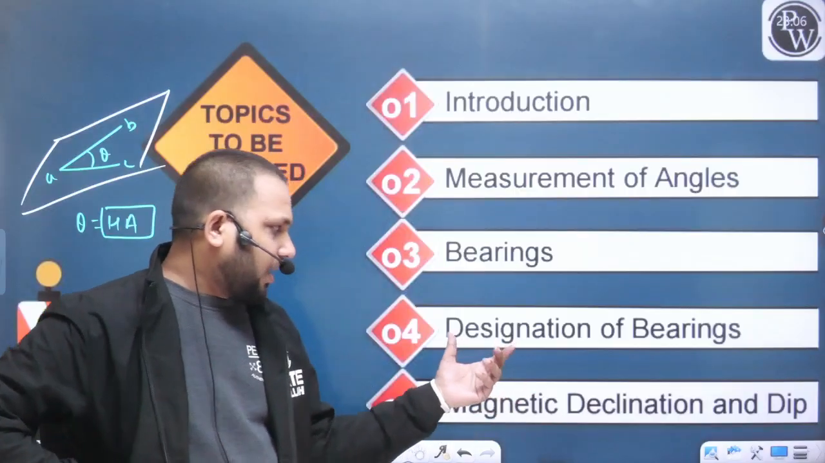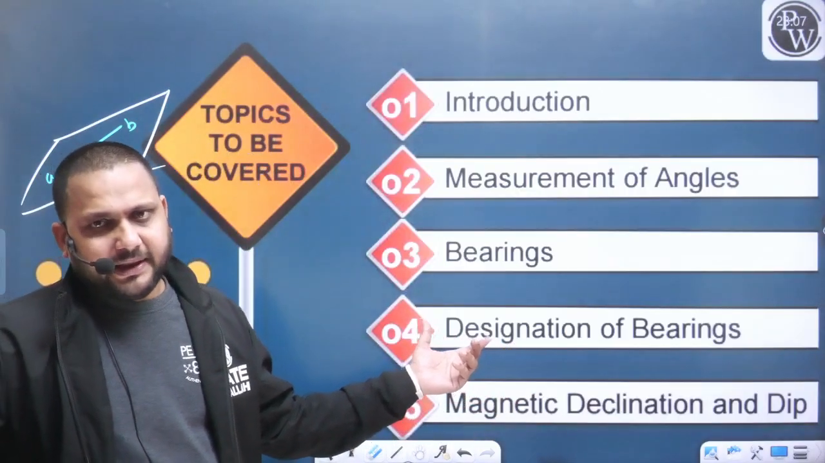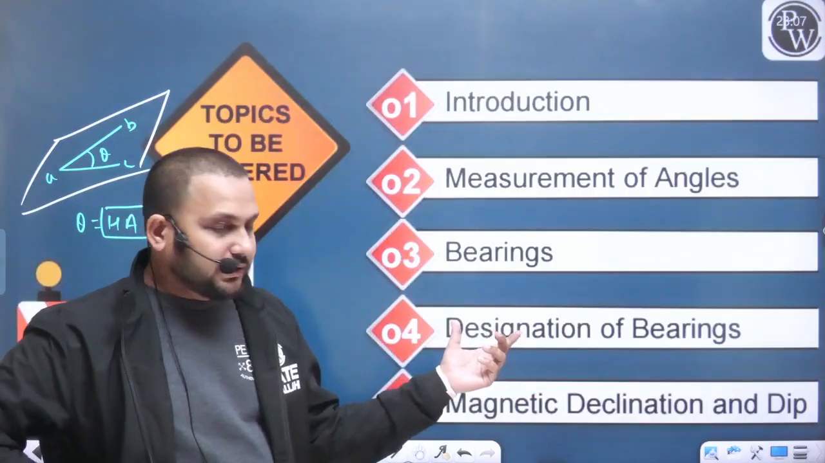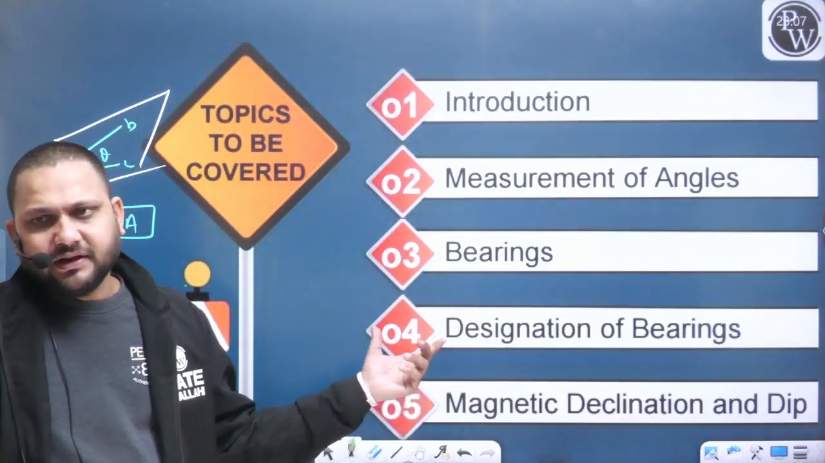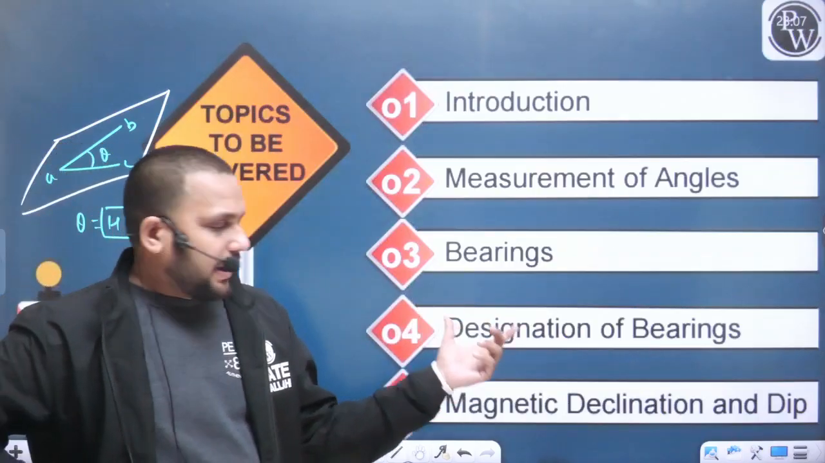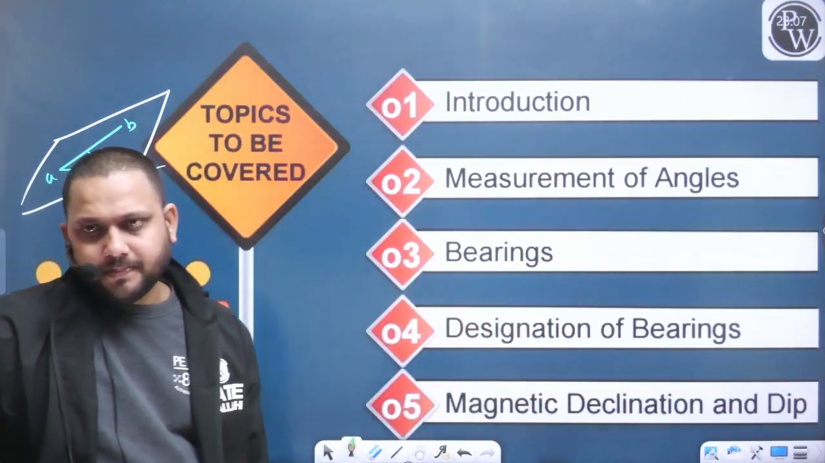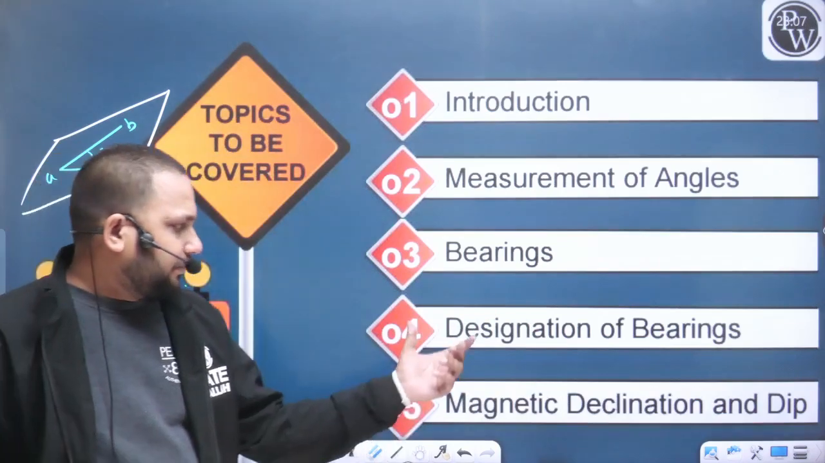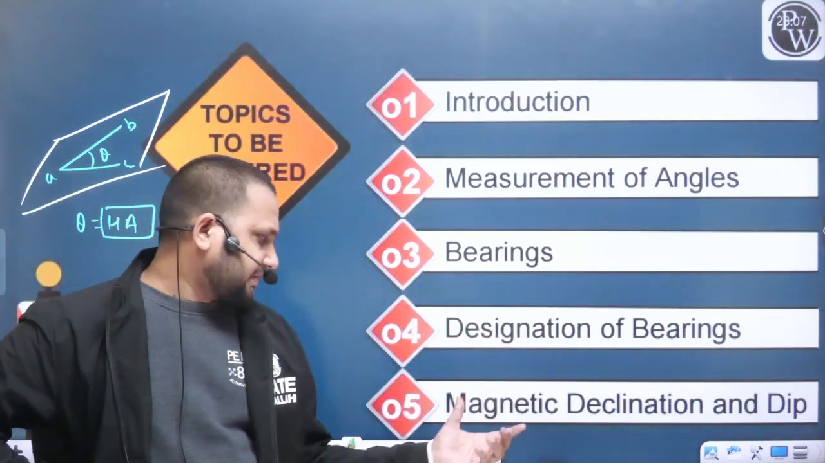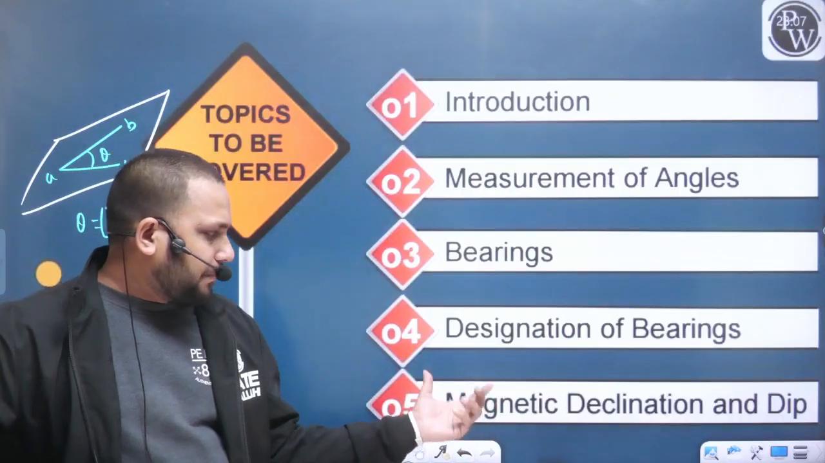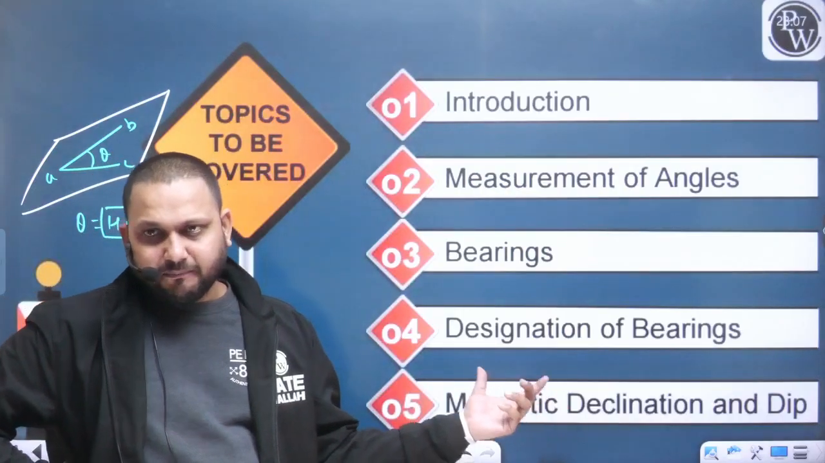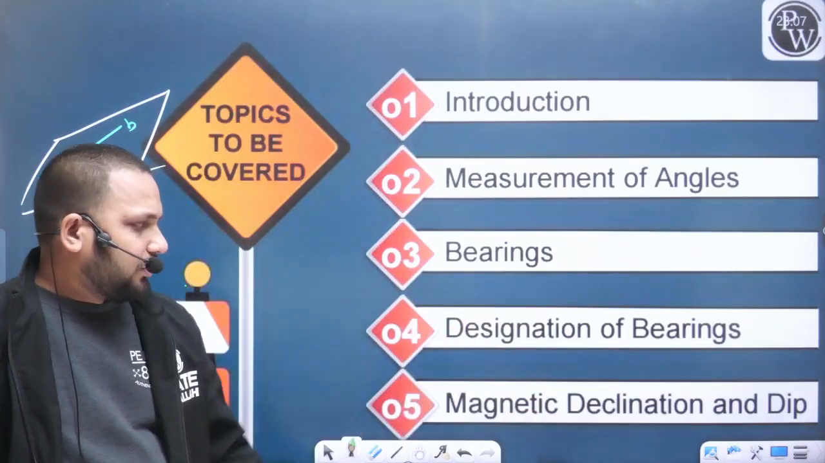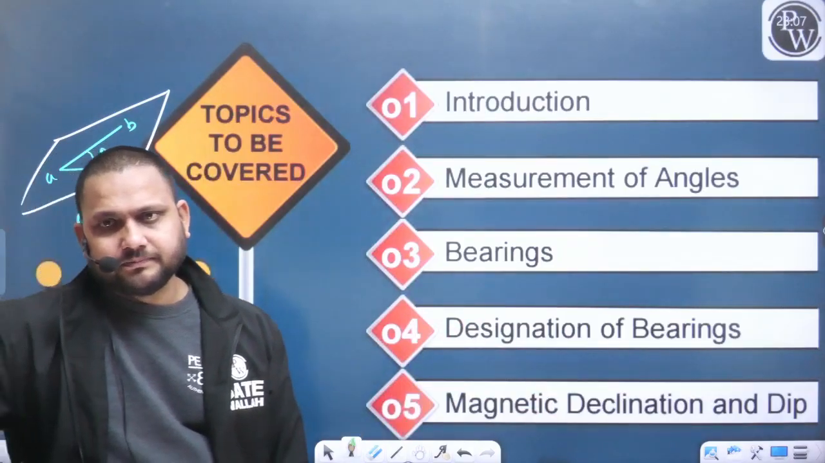Then we have discussed how we can designate or represent the bearing, for which we have discussed the WCB system, that is whole circle bearing system, and RB or QB system. Then we have discussed the magnetic declination, and we have also discussed the angle of dip.